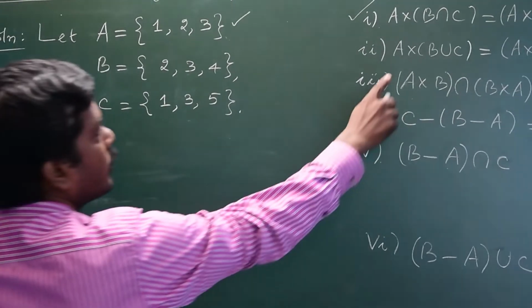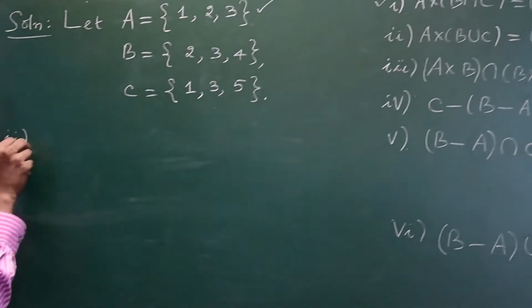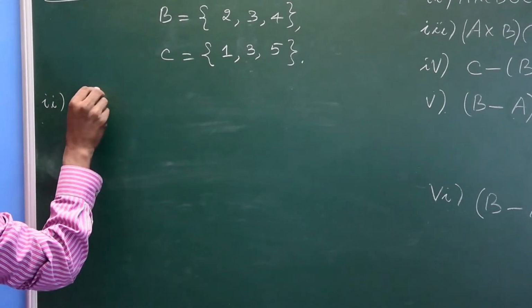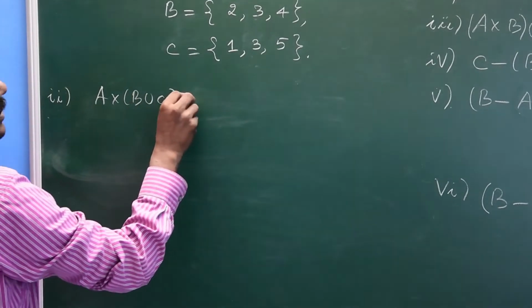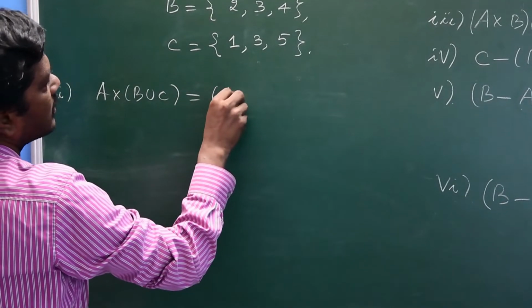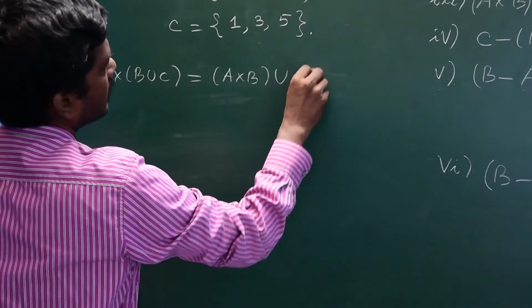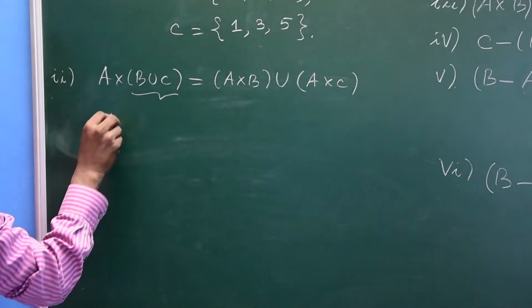So what we have to do is, let us find out the second one. For the second one, let us find out first B union C. A cross (B union C) is equal to (A cross B) union (A cross C). So let us find out B union C first.